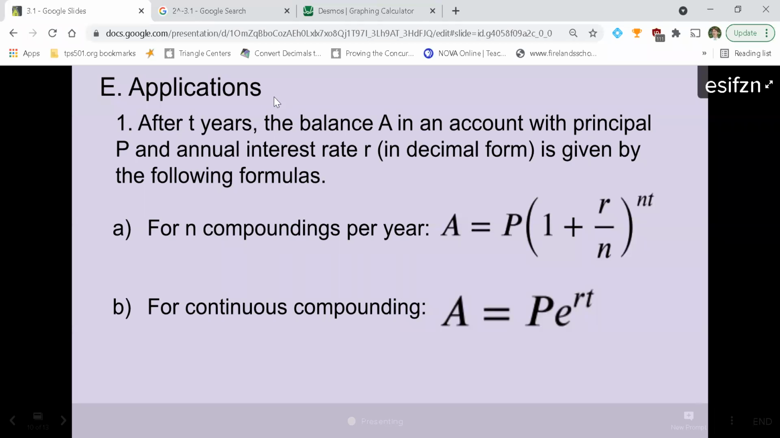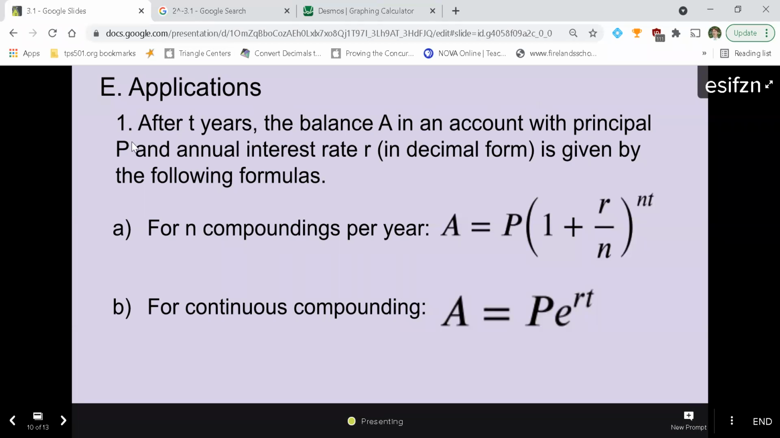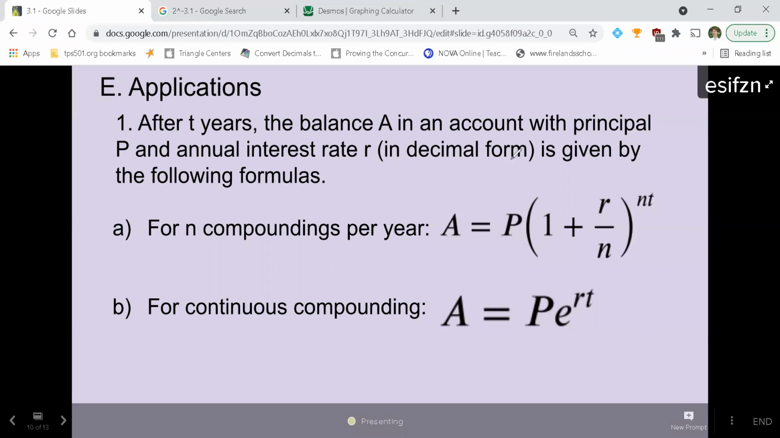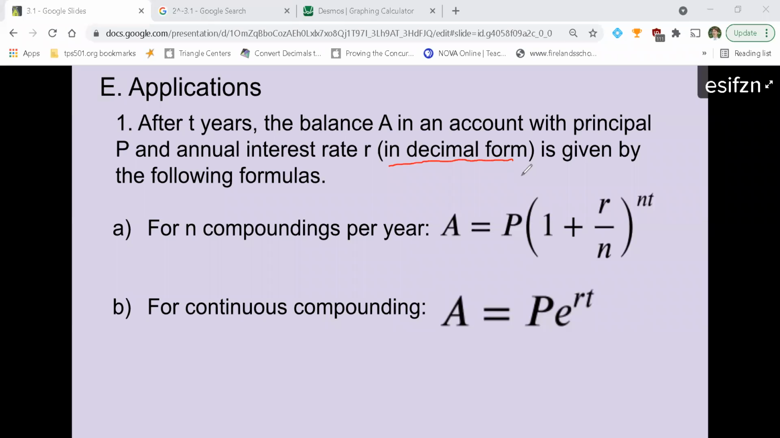All right. So if you put P, principal, in an account to start it out, and you want to find the amount A that you have after a certain number of t years, then what you need to do is take the annual interest rate, r, in decimal form. That's really important. If your interest rate is 2% a year, that's 0.02 as a decimal. You need to use the decimal in the formula or you will get a crazy answer.